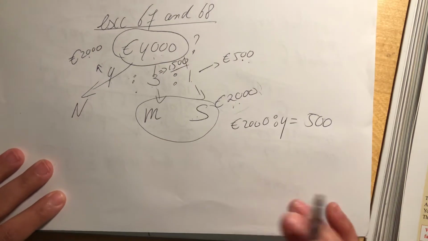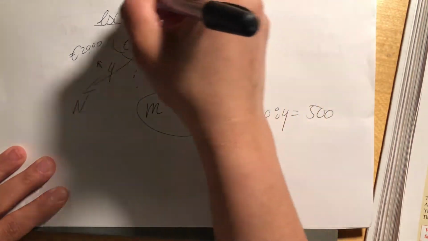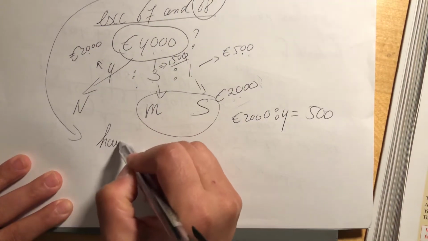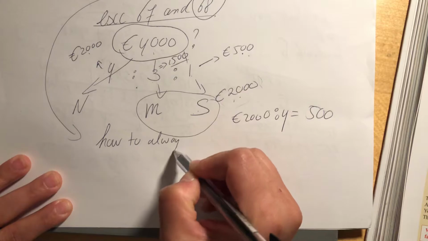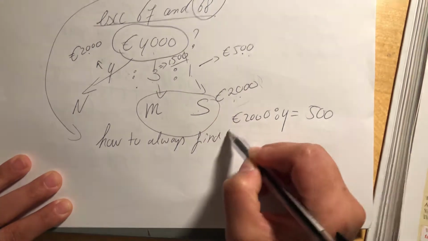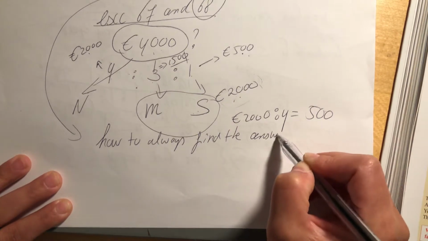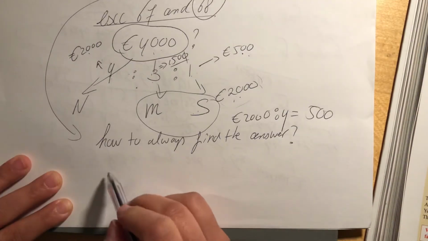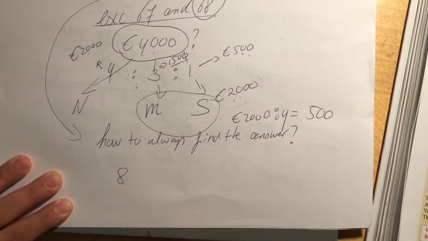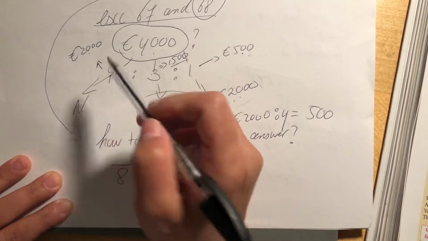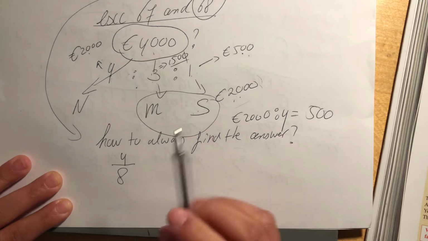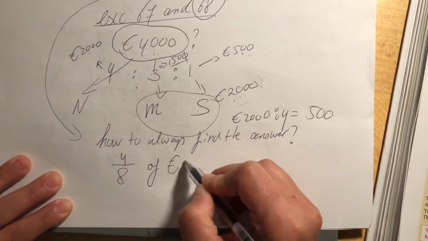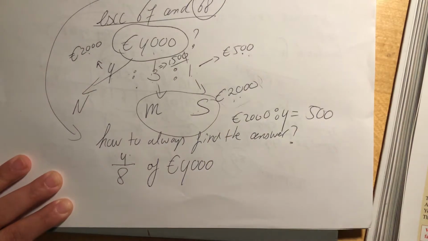But how can you now always find the answer? Because this is really a lot of explaining. How to always find the answer? Well, you add the ratios together, which is 8. You look at the first one, Nikita, which is 4. So you're going to take 4 out of 8 of 4,000 euros.